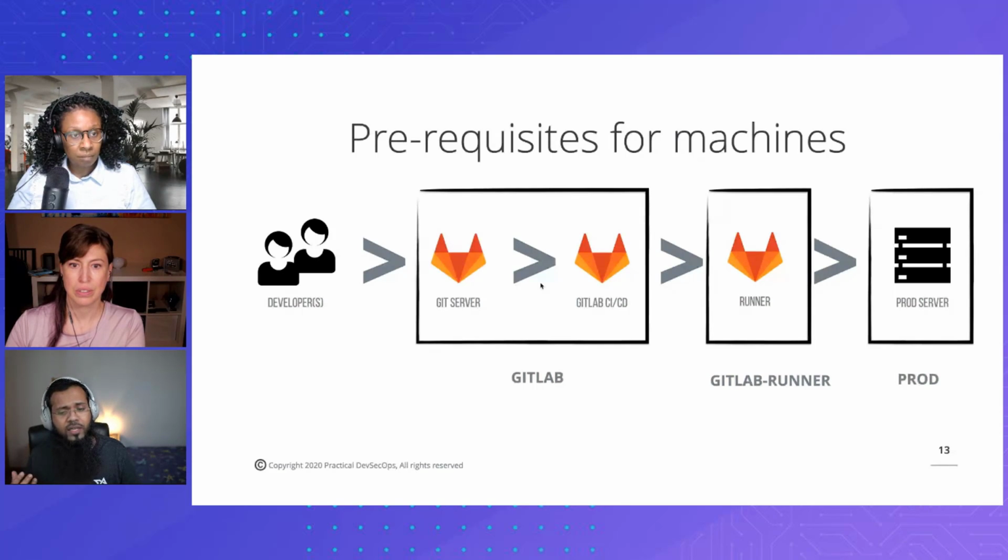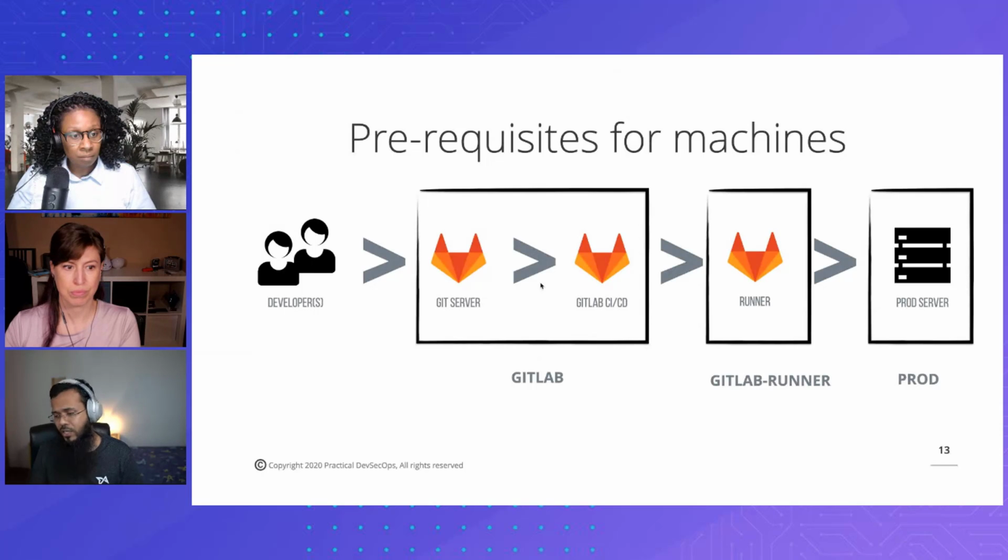So we have a Git server, we have a GitLab server, there's a runner machine, and there is a production machine as well. So we would be deploying an application on the production machine, and we would be attacking that production machine from a developer machine. And once we are done with that initially, we will put it into the CI/CD pipeline so that developers can catch these issues early on.